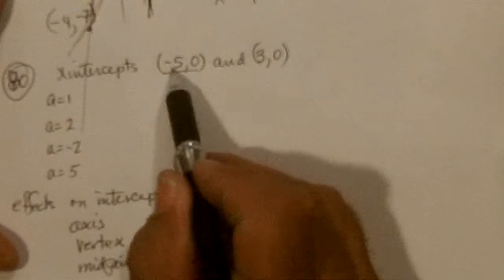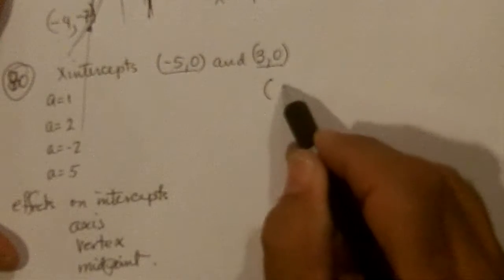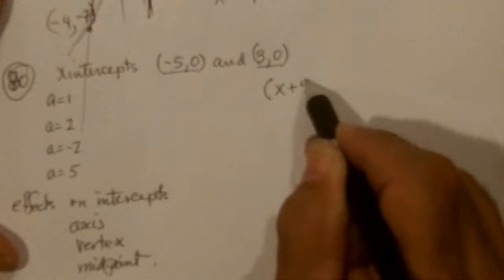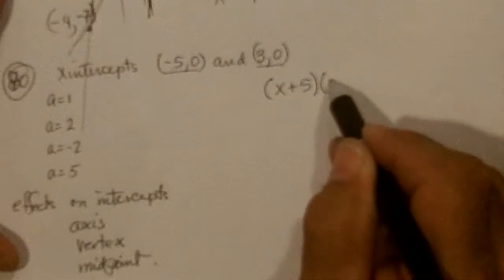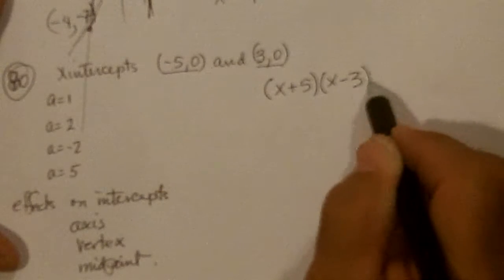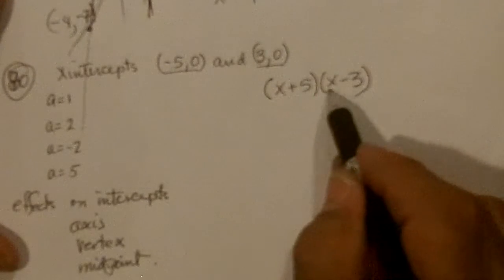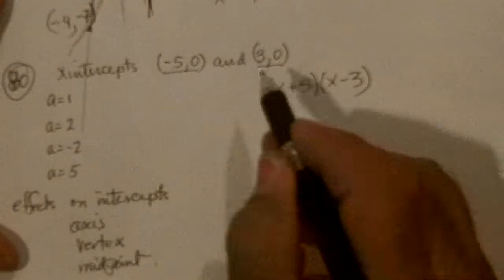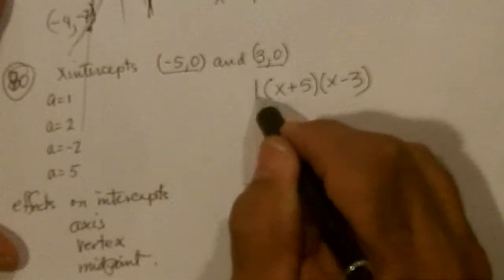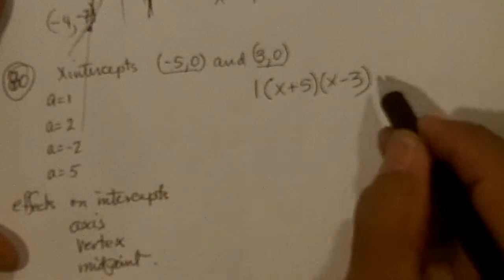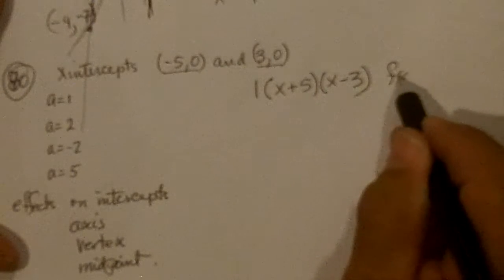Now it's 80. If minus 5 and plus 3 are the x-intercepts, the parabola must have factors of x plus 5 and x minus 3. Because if you set that equal to 0, x would have to be minus 5 and x would have to be 3. Now it could be stretched or something, and they said make it stretched by 1. So that's the first one they wanted.